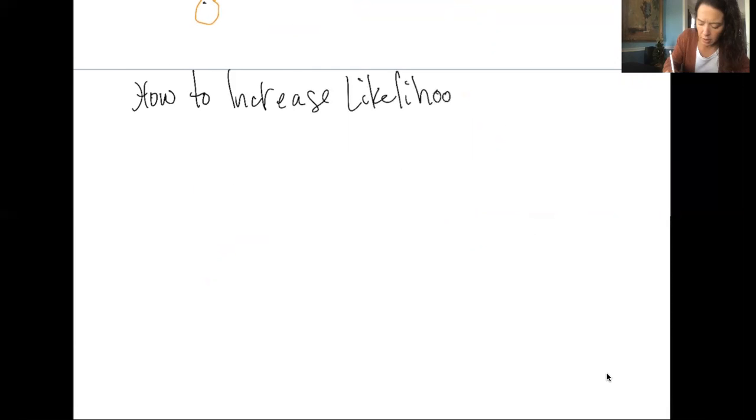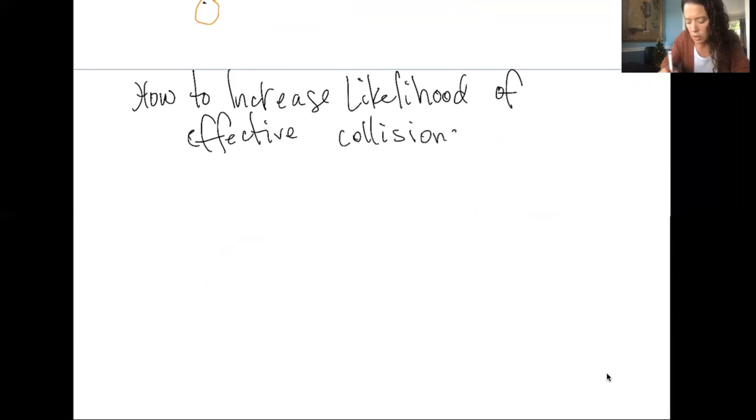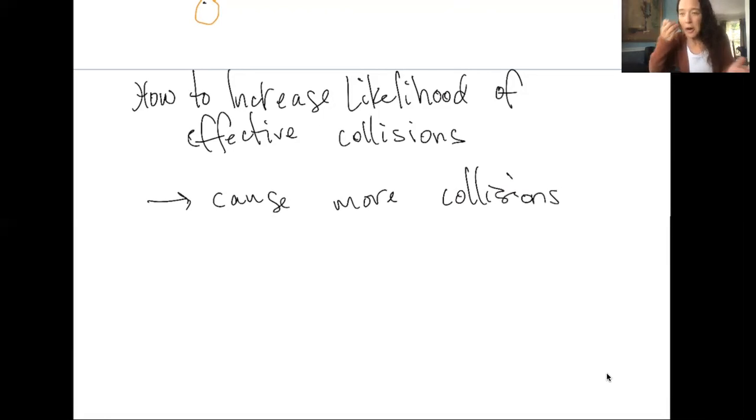Now, what are some things that you could do to increase the likelihood that collisions will be effective? Well, essentially, anything you can do to cause more collisions, right? And what causes more collisions is particles moving around more often. And what causes particles to move around more often? Higher temperatures, lower volumes, right? They will collide more at lower volumes. Higher pressures, higher temperatures, higher surface areas allow for greater collisions.